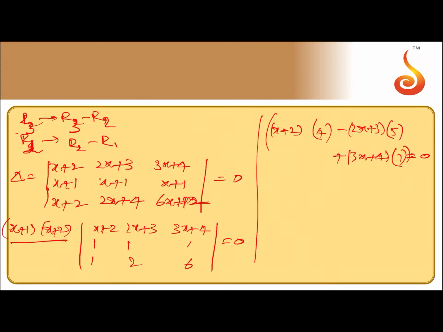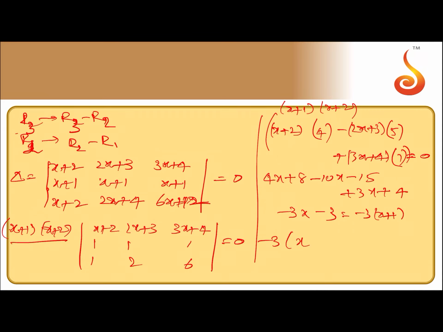The whole thing is multiplied by x plus 1 into x plus 2. Simplifying this one, we'll be getting 4x plus 8 minus 10x minus 15 plus 3x plus 4. I'm just keeping the expression as it is. 4 plus 3, 7 minus 3x; 8 plus 4, 12, when you subtract 15, minus 3. So overall you are getting minus 3 into x plus 1. Already one x plus 1 factor has come. So x plus 1 whole square multiplied by x plus 2 is equal to 0.